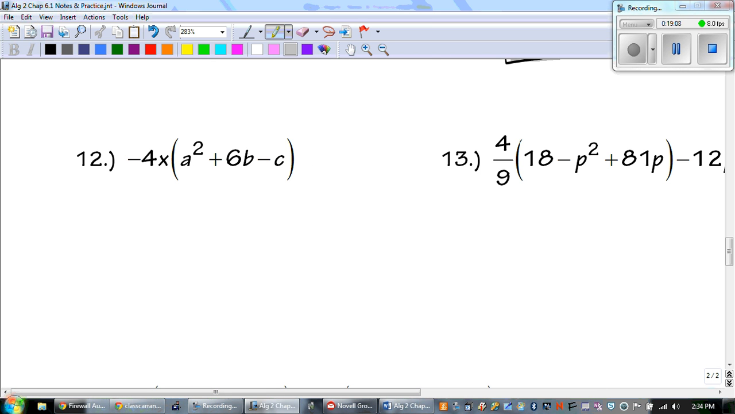All right, number 12. If there are multiple variables, don't freak out. Okay? We can do this. Negative 4x times a squared. Well, it would be negative 4, and those are different, so I can't really do anything. I'm just going to keep track of them, and I'm writing them in alphabetical order. So negative 4a squared x.